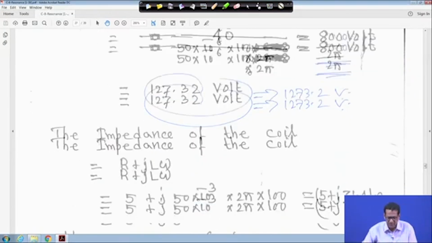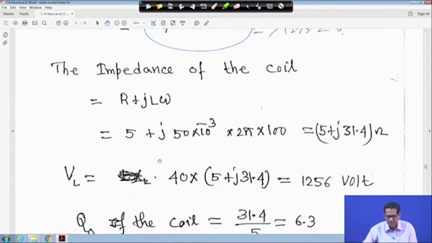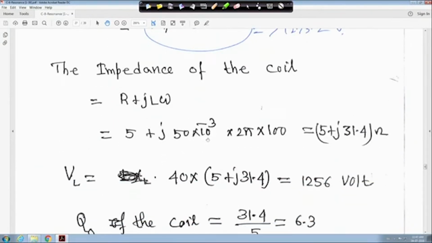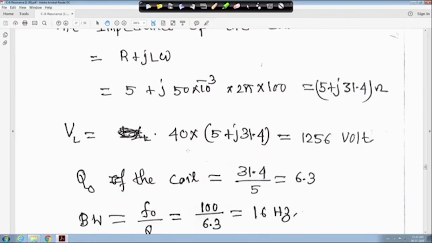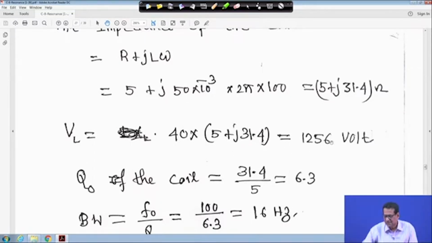The impedance of the coil is R plus j L omega. So it is 5 plus j, where L omega is 50 into 10 to the power minus 3 into 2 pi into 100. So it is 5 plus j 31.4 ohm. So VL is equal to I into Z. 40 is the current we have got, and with this Z we get its magnitude as 1256 volt. We have taken its magnitude only, and the angle is not written here, right. Our interest is magnitude only.